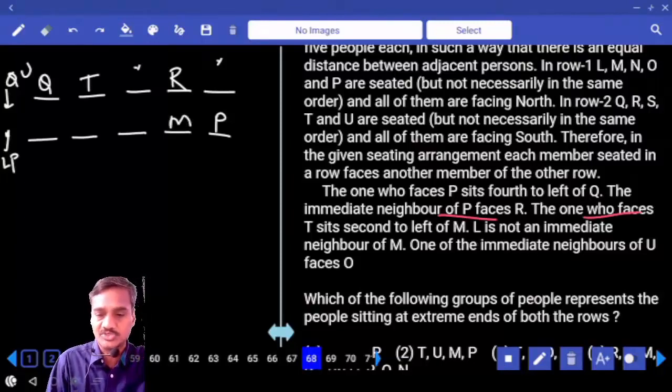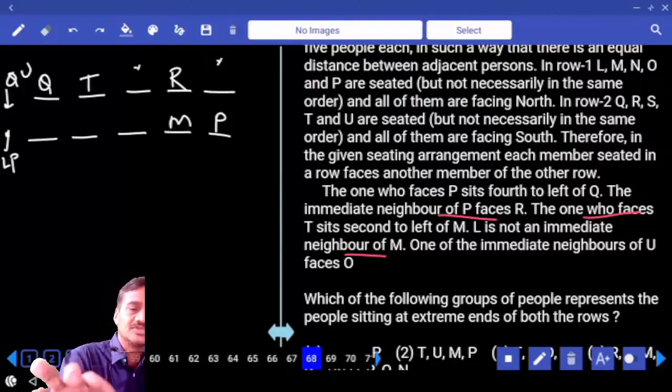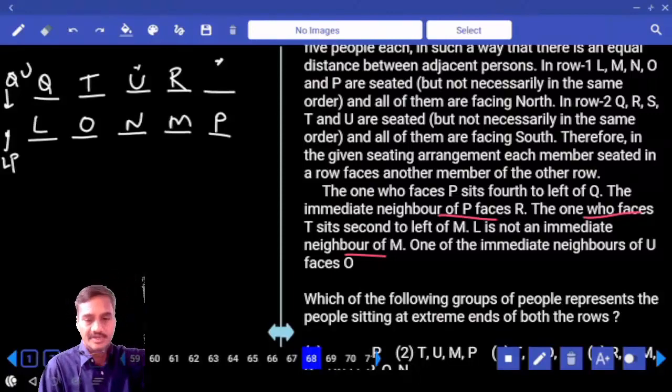M and R are opposite to each other. And L is not an immediate neighbor of M. Hence, L can be in the first two places. And one of the immediate neighbors of U faces O. U cannot be here. Hence, U must be here. One of the immediate neighbors of U faces O means O is here. L is not an immediate neighbor to M. L is here. Now, if L is here, who is the person left? N is here. Done with this?